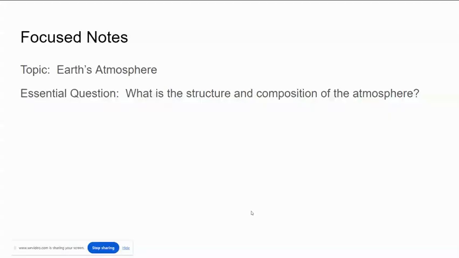Okay. We start off with focus notes. These are Cornell-style focus notes that you're doing. And the topic today is Earth's atmosphere. So go ahead and write that in on your Cornell notes sheet or type it in. And the essential question is, what is the structure and composition of the atmosphere? Pause the video if you need to write it down, and we'll move on to the next slide.